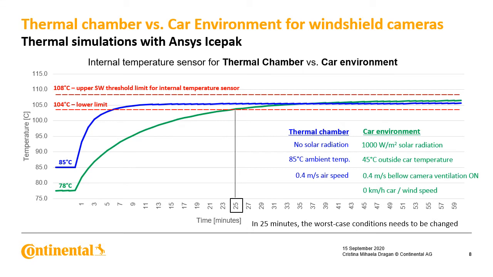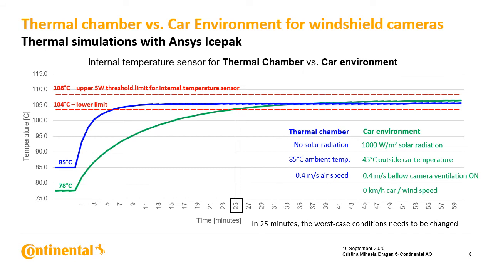Here we have the results for a dynamic thermal simulation. The red horizontal lines represent the software threshold limits, with the upper and the lower limits due to the tolerance of the internal temperature sensor. The blue line represents the internal temperature sensor dynamic behavior in thermal chamber conditions, and the green line represents the internal temperature sensor behavior in time for car environment conditions.